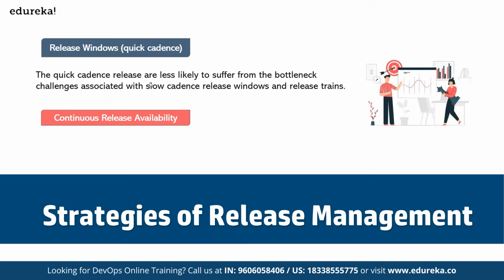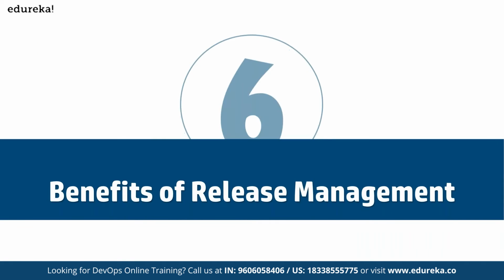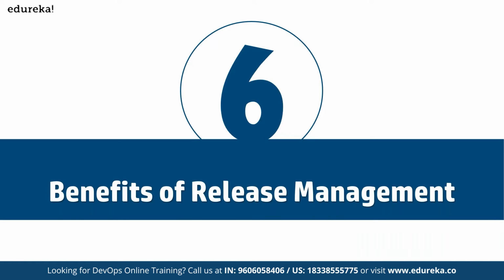Then you have the quick release window. That means releases are less likely to suffer from the bottleneck challenges associated with slow releases. That is, you frequently have release windows, so small changes you can release. Continuous release availability is where teams are allowed to release their solutions into production whenever they want. Many organizations follow this process, like Google, Netflix, Amazon. They develop an application, test it, and immediately release it to the production environment. This cannot be done manually. You don't need a schedule for it, but it has to be done with an automation tool.